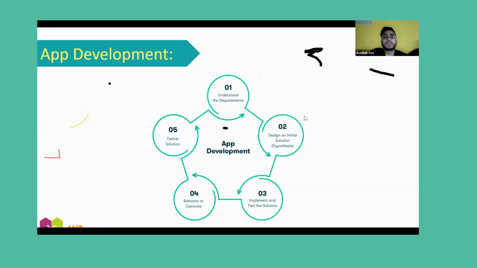In the next part, number two is to design an initial solution. Firstly, we understand the requirements. As an organization or as an individual developing an app, we first need to understand the requirements. What are the requirements for my project? So what is my step two?